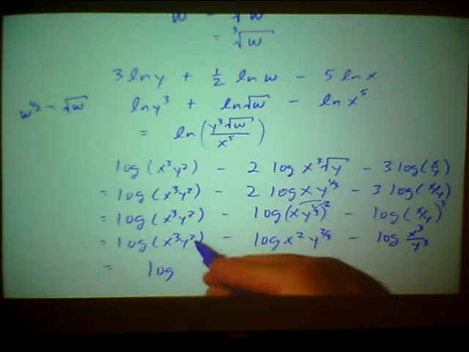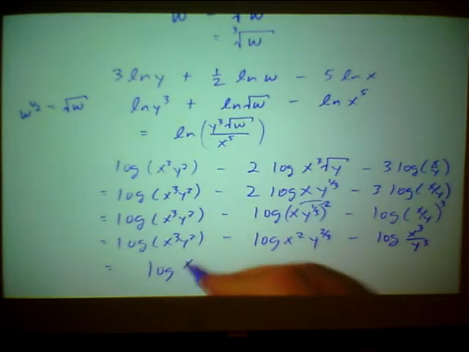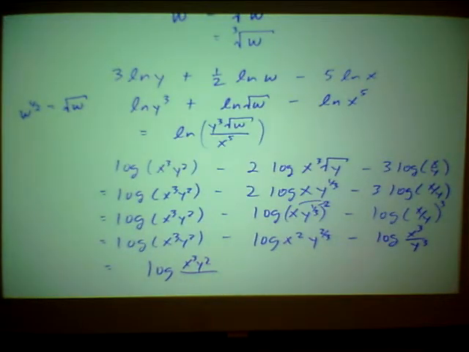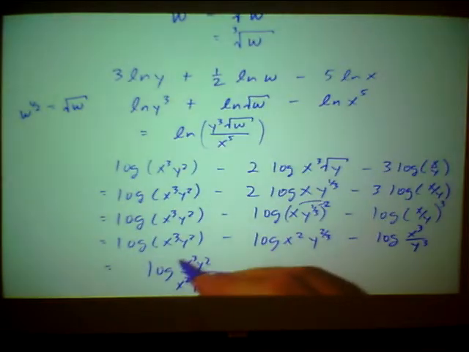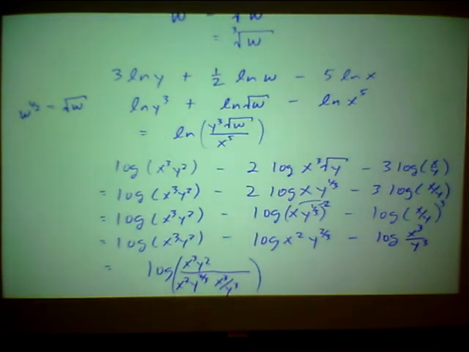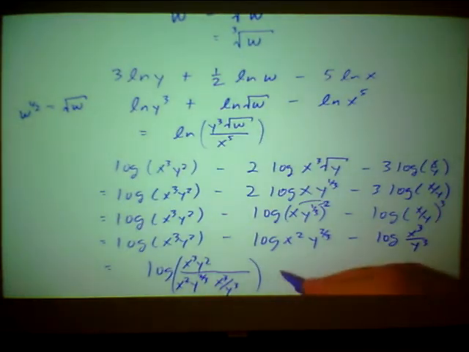So my first argument goes in the numerator, x cubed y squared. The second one, since I'm subtracting, that goes in the denominator, x squared y to the 2/3. And this last one also goes in the denominator. Wow, this looks messy. Now I need to do some simplifying, so I have x's and y's in here, so let me figure out what's going on.